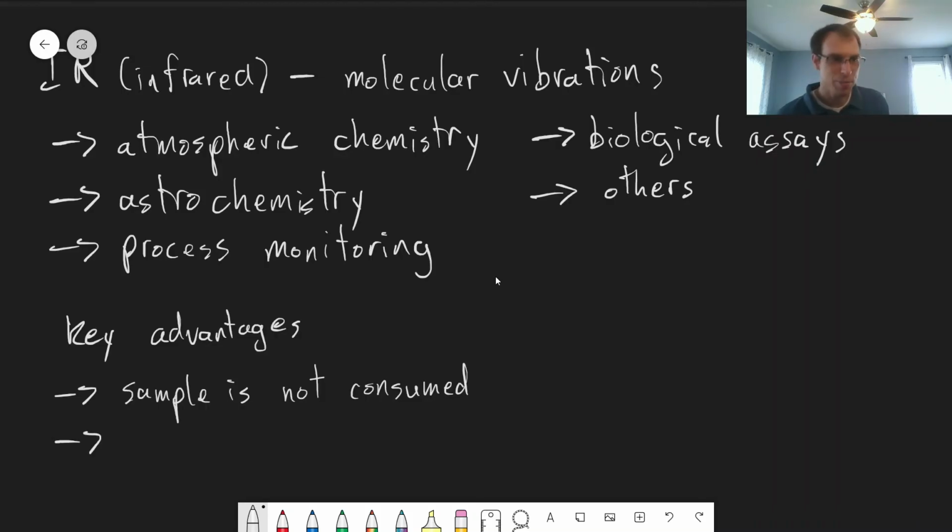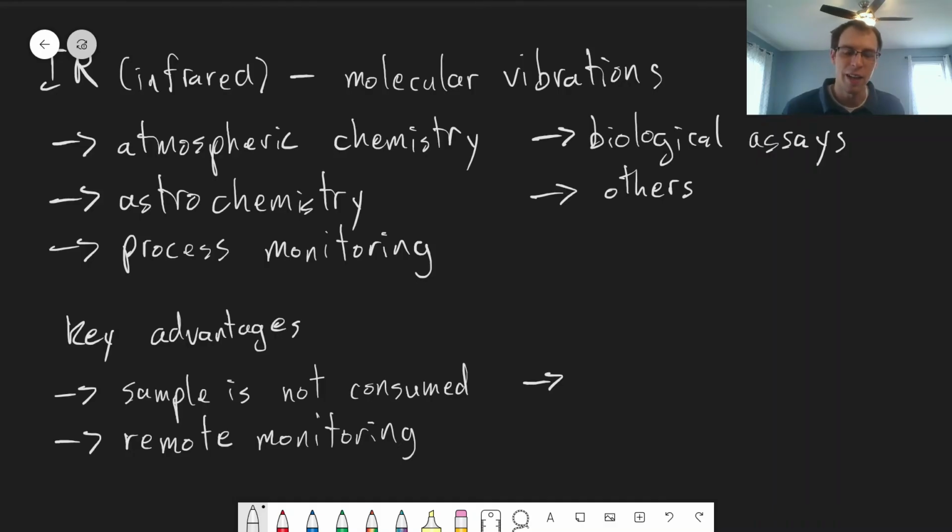One other key advantage is that because we're using light, you can get light to places where you can't necessarily get a sensor or something like that. And so remote monitoring is a possibility. It can be tricky to actually set it up, but it is possible. And the fundamental way that measurements are made involves light being absorbed by molecules. Almost all molecules or atoms absorb light in some region of the spectrum.